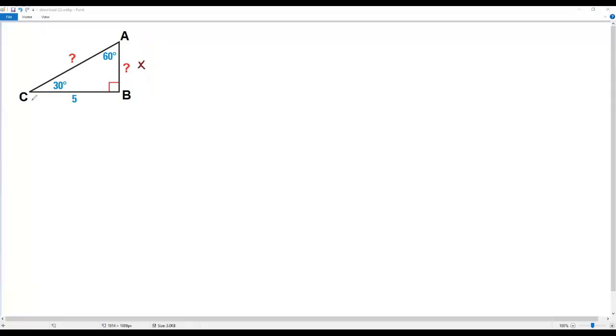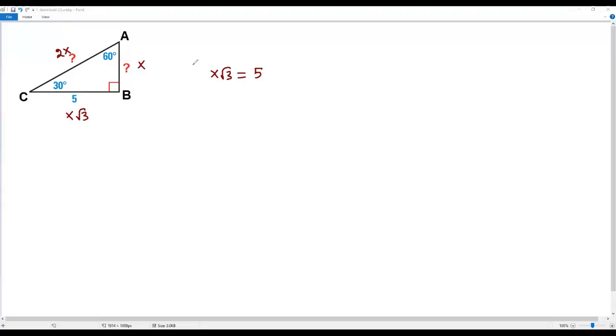Then the length of the side which is opposite to the 60 degree angle will be x times square root of 3. Then the length of the hypotenuse will be 2x. Here we already know the length of the side BC, that is 5. But according to our assumption, the length of the side BC is x times square root of 3. So the two, x times square root of 3 and 5, both represent the same thing, the length of the side BC. So we can equate them and solve for x.